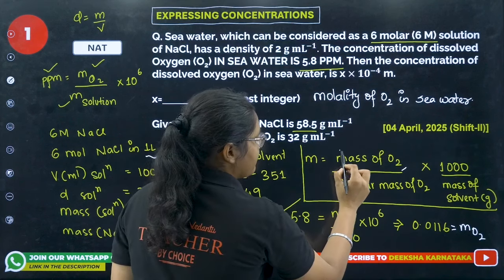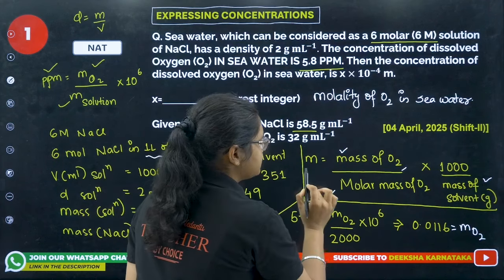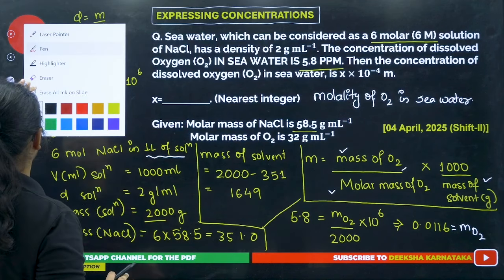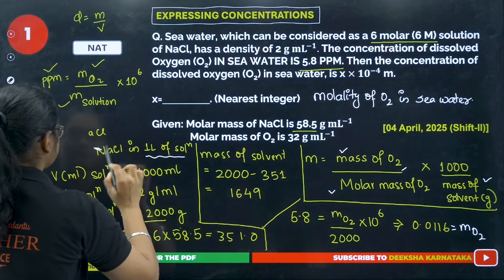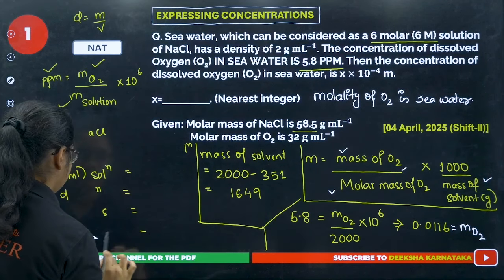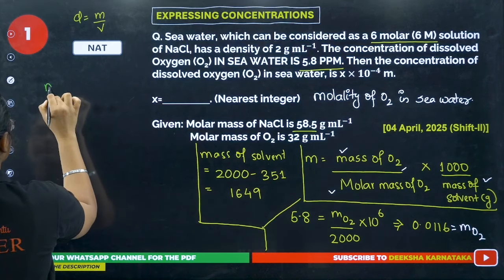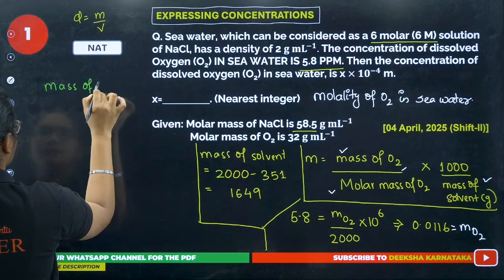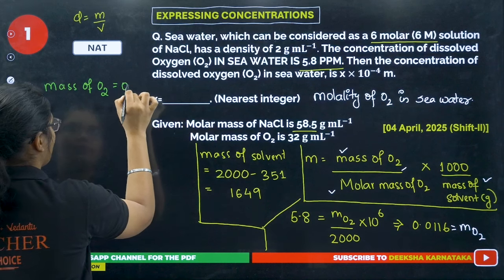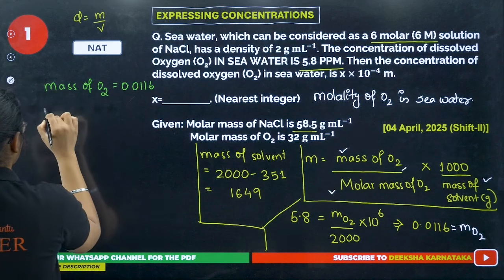Right. So now you see, I have found the mass of oxygen, I have found the mass of solvent, and I know the molar mass of oxygen, and I just calculate this one to get the molality value. Right. So let's do all this calculation here. I'll erase all this from now. Okay. So here I have, first of all, the mass of oxygen. The mass of oxygen I got was around 0.0116. Okay. Then I have the mass of the solvent.